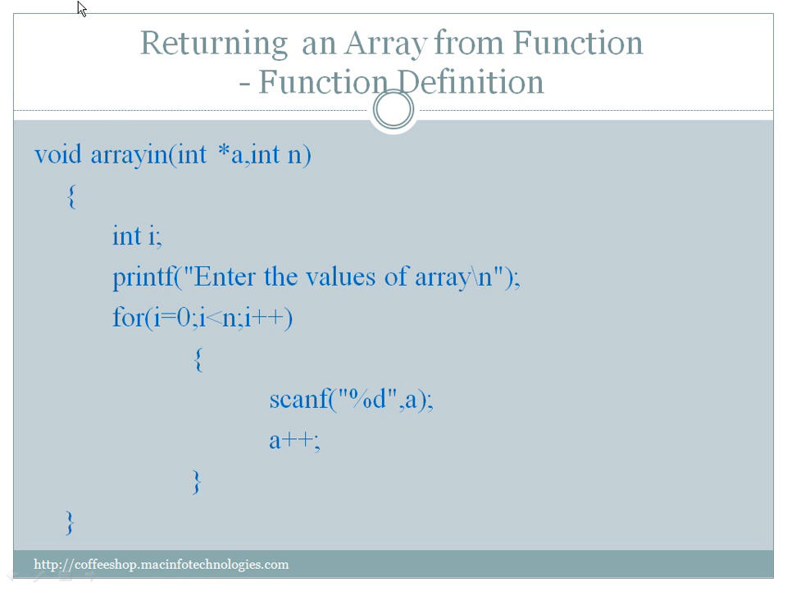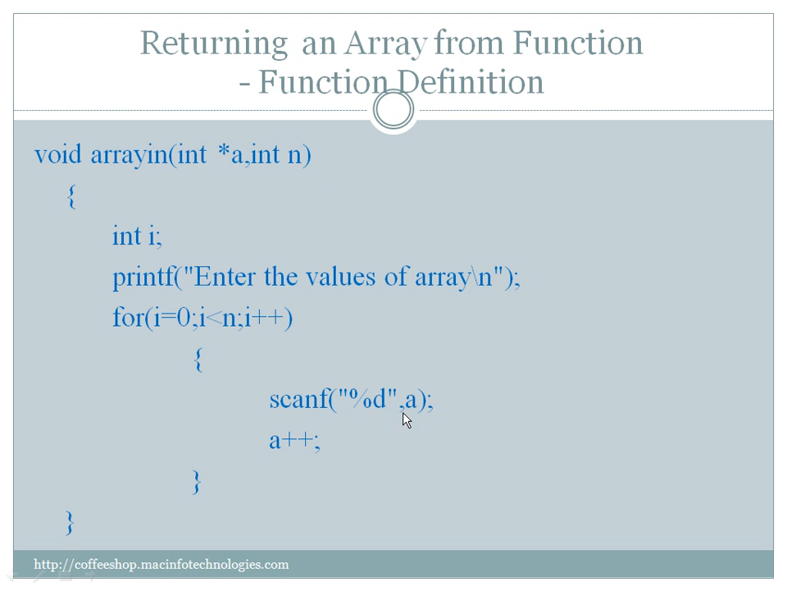We are declaring a variable i of type int. This will also receive an address of the first memory location. We will send the address of the first memory location of the array when we do a function call, and we will send the size of the array. So I will say enter the values of array, and the user enters.